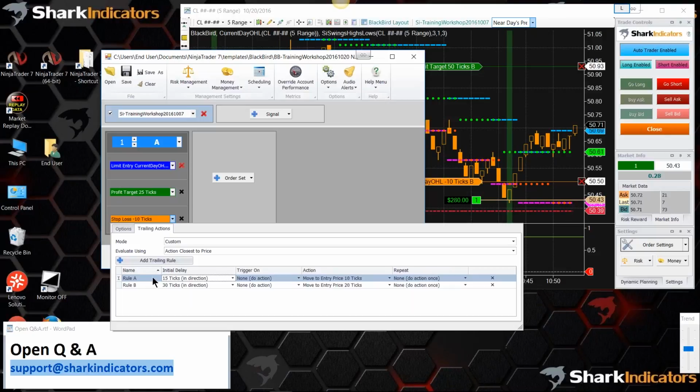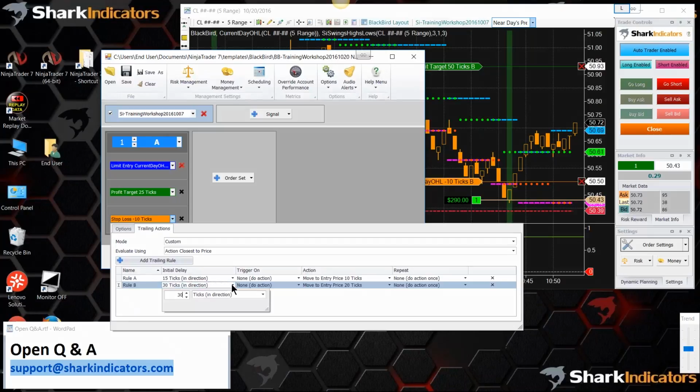So, first of all, rule A is going to fire, because as soon as 15 ticks in profit is made, rule A is just going to fire off in real time, regardless of your COBC settings. And then, of course, rule B has to wait for 30 ticks, and then rule B. So there really is no conflict here, right?